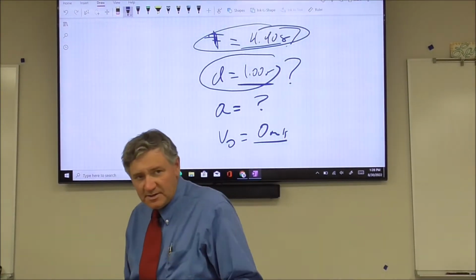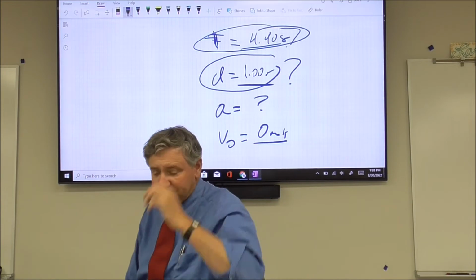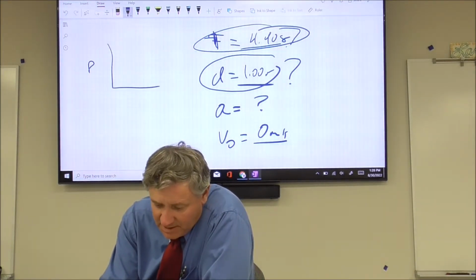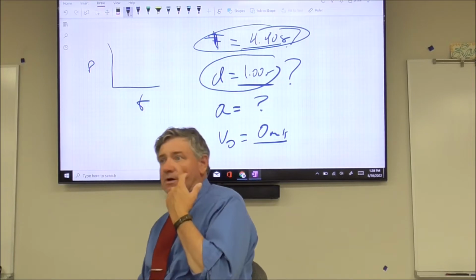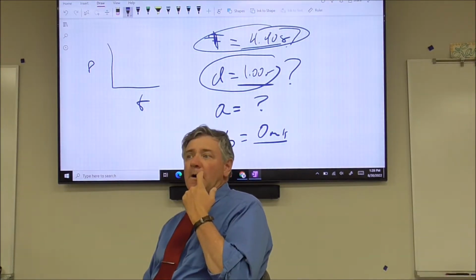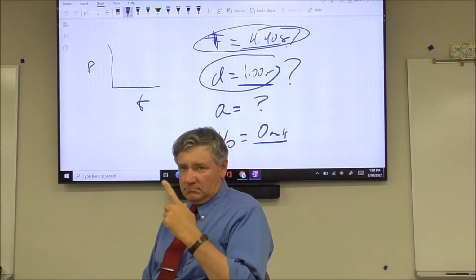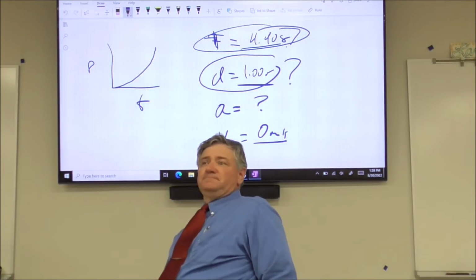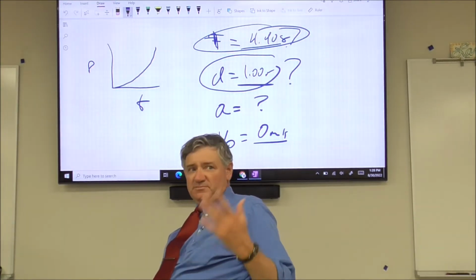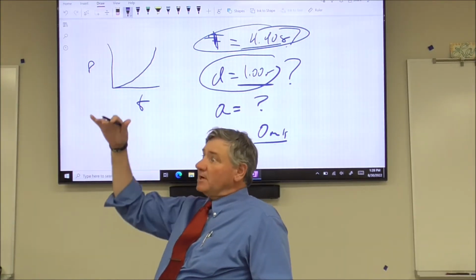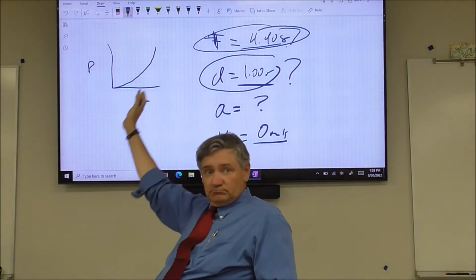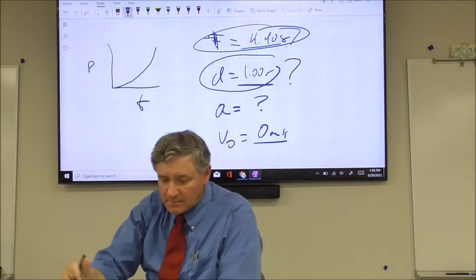So start with this. What would the position time graph look like for that motion? Like half of a parabola, something like this? Yeah. Why? It's increasing velocity. We're speeding up. The slope of the position time graph gives you velocity. It was speeding up, so a parabolic curve.